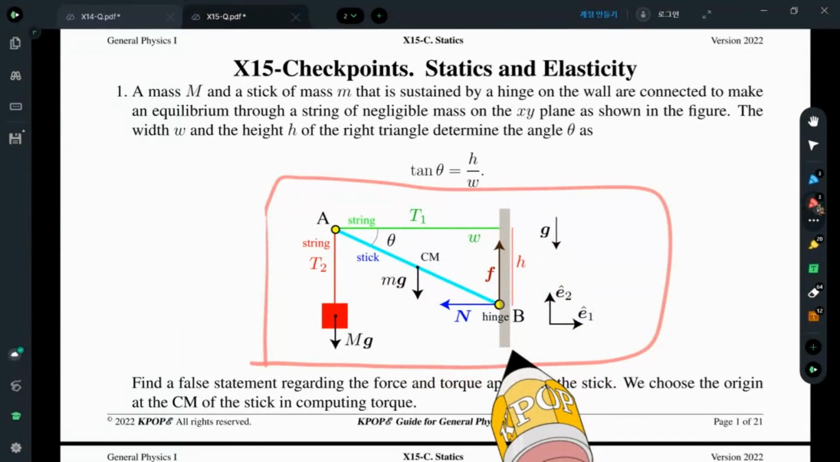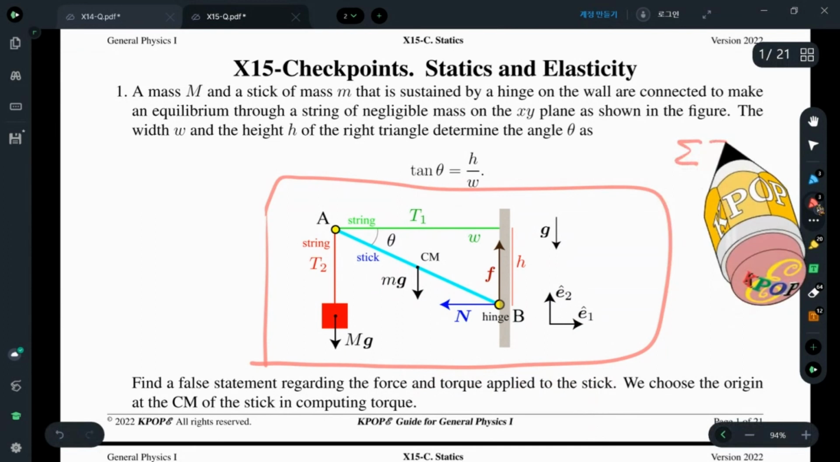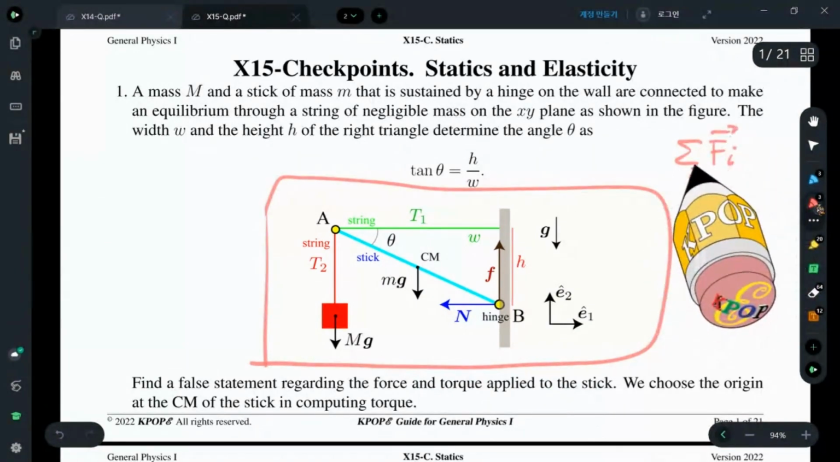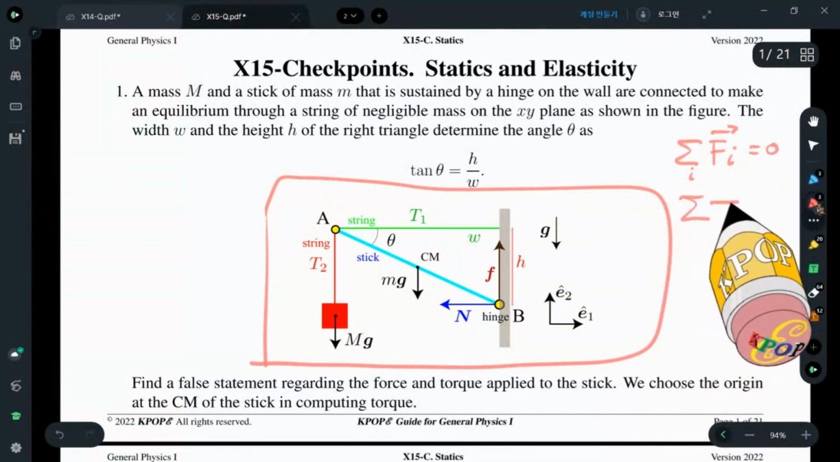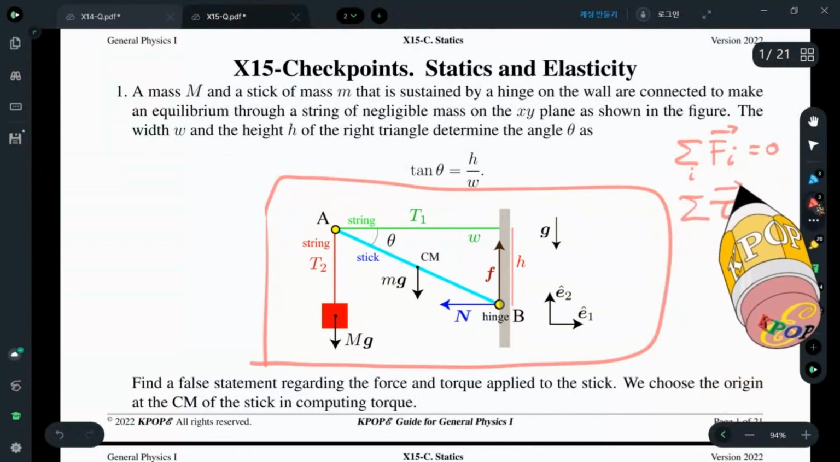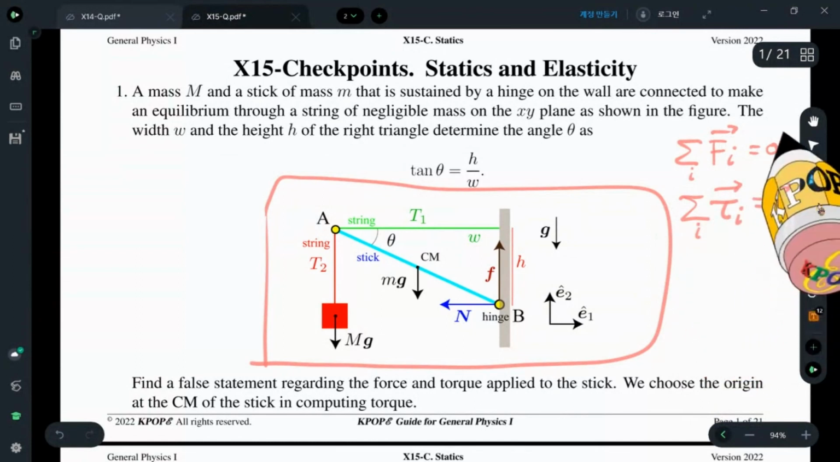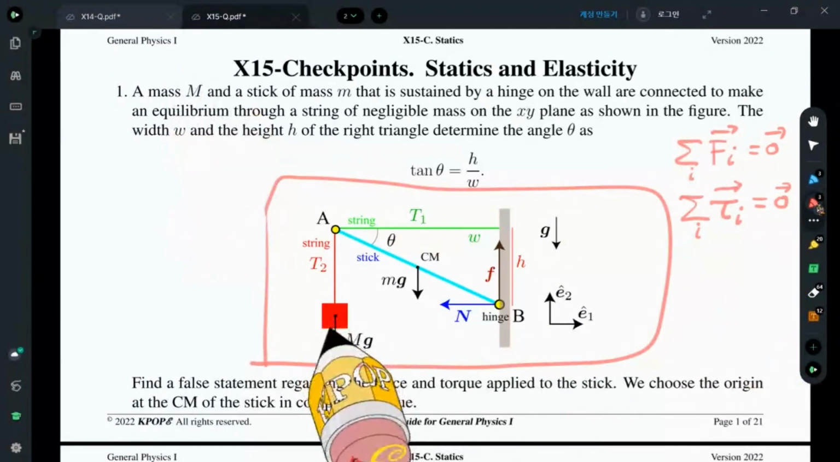In order to find out the equilibrium condition, the sum of forces applied to an object is zero, and the sum of all of the torques applied to the same object is zero. This is the condition. Let us solve this problem in practice. This capital M is here.